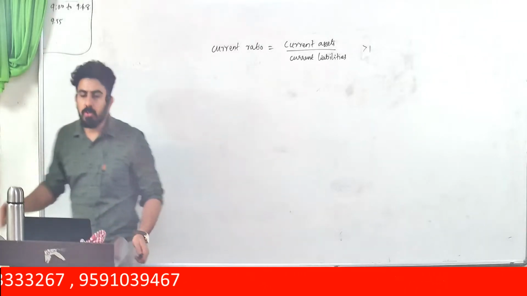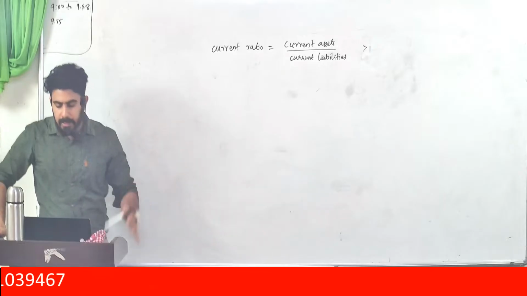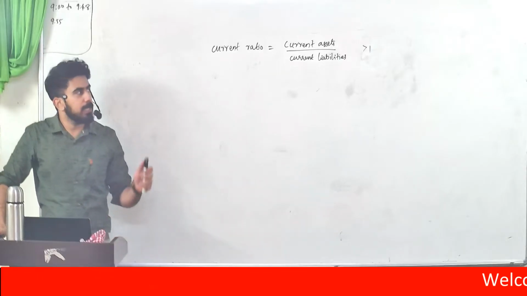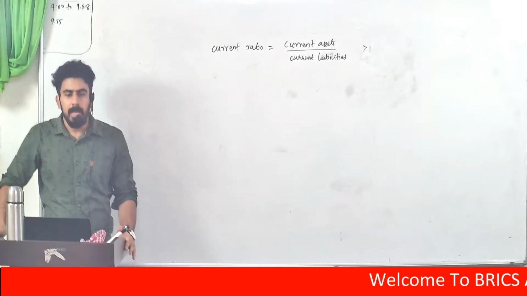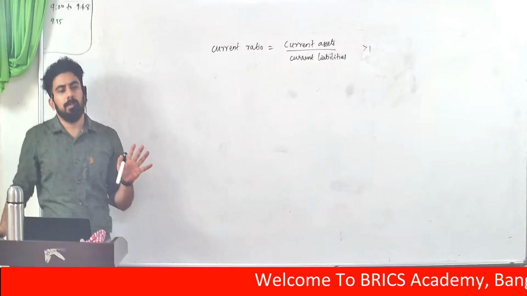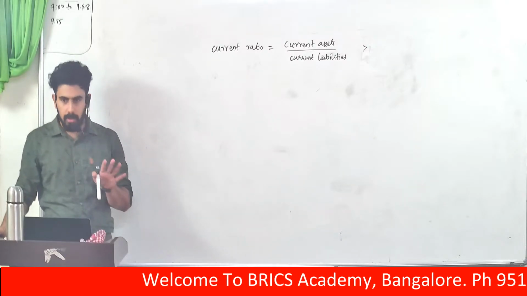But in the textbook, in some ratios, you will see, for example in current ratio, they've written that the generally accepted current ratio is 2 is to 1. They would have given some number, but that is not ideal for all.